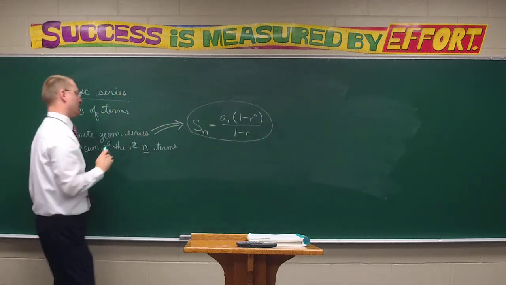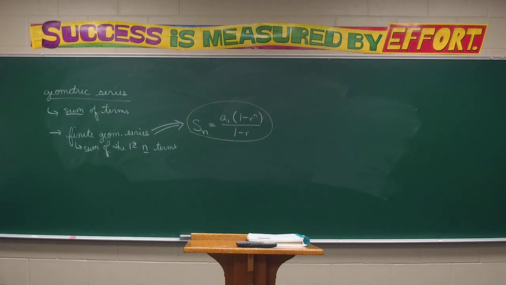A finite geometric series, formula 10. S sub n, again, we don't need a lower bound, and that's what the sigma notation is used for, lower and upper bounds. We don't have a lower bound. We're starting with the first term always. So we'll just go S sub n is equal to a sub 1, that first term, times 1 minus the common ratio to the nth power all over 1 minus the common ratio.